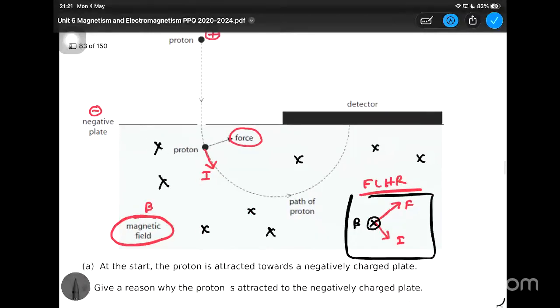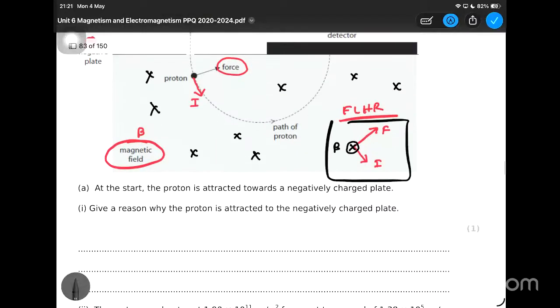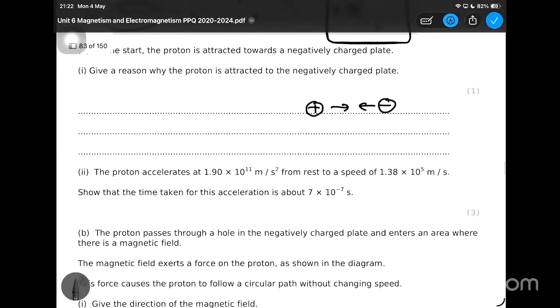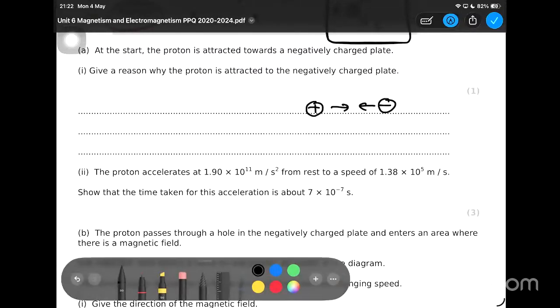So that is the main thing that they're asking, right? Give a reason why the proton is attracted to the negative charge plate. The proton is a positively charged one, and the plate is negatively charged. So there will be an attraction force between the positive and negative charges. That's all.